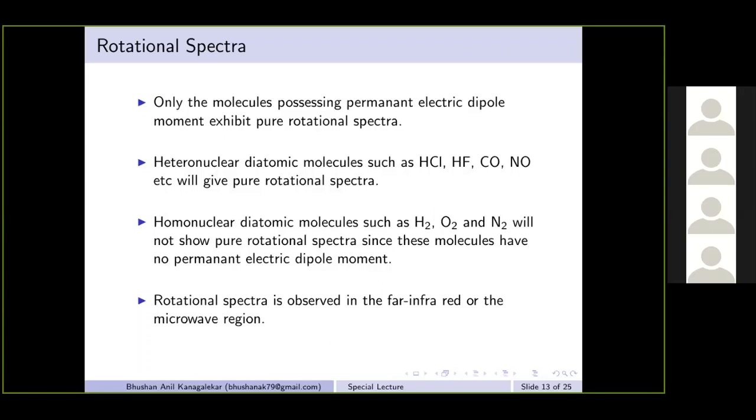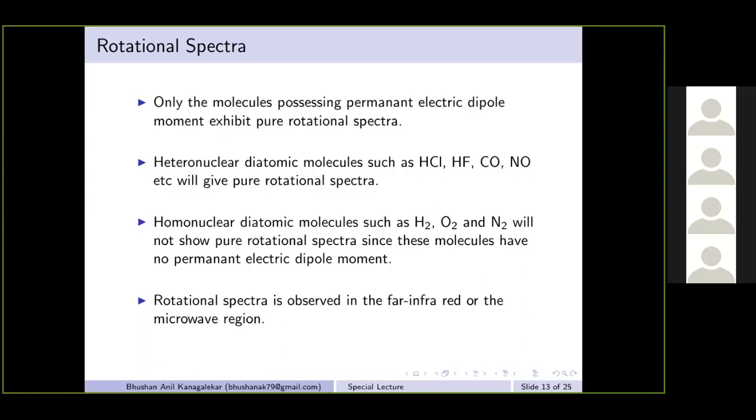The rotational spectra is shown by molecules with a permanent electric dipole moment. HCl has a permanent electric dipole moment. Cl is more electronegative than H, so in the ionic bond between H and Cl the electron is displaced towards the Cl atom, which has a partial negative charge, and H has a partial positive charge. So it has a permanent electric dipole moment, and these molecules will show rotational spectra.